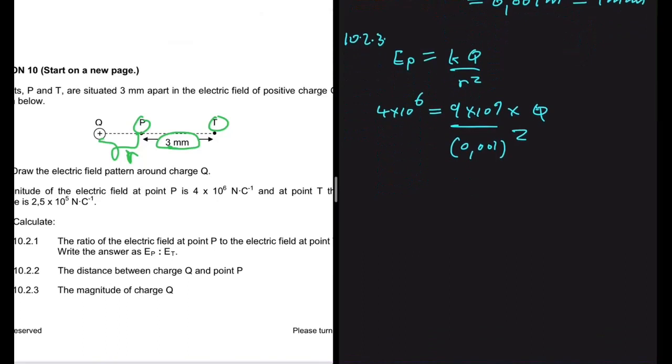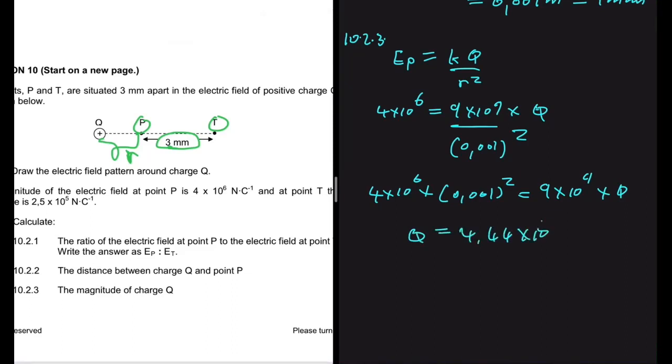So now yeah, we can cross multiply. If you cross multiply, you get 4 times 10 to the 6 multiplied by 0.001 squared being equal to 9 times 10 to the 9 multiplied by Q. You divide both sides by 9 times 10 to the 9, right? So you should get Q is equal to 4.44 times 10 to the minus 10 coulombs.